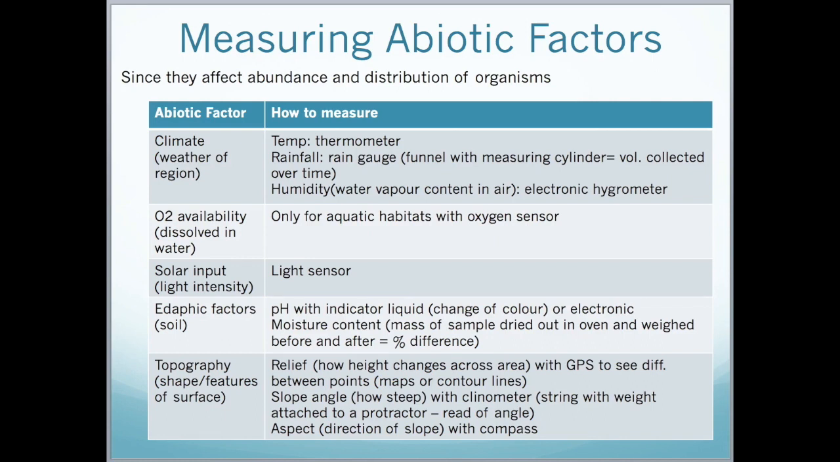If we have a slope, we need to make sure that we know the angle, so how steep it is, with the clinometer. A simple clinometer would include a string with a weight attached to a protractor, which gives us a reading of the angle. Also, we need to make sure we know the aspect, so the direction of the slope, either north, south, east, or west, and we just use a compass for that.